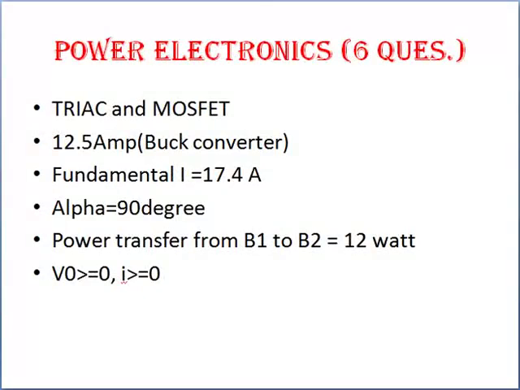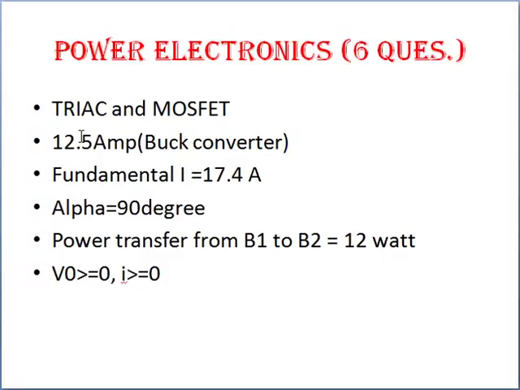And now from the power electronics, a total of 6 questions were asked. There was one question in which they asked about the device. The answer of that question is triac and MOSFET. And there was one buck converter given. Then they asked the value of current. The answer of that question is 12.5 ampere.